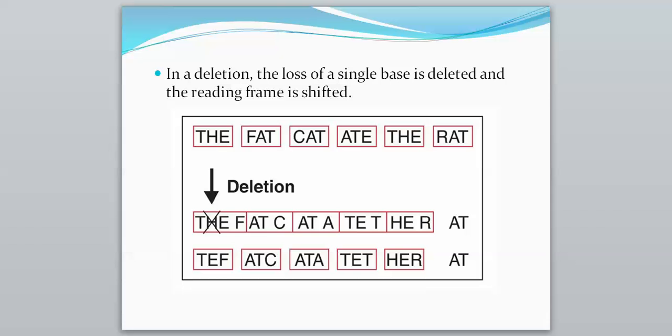In a deletion, the loss of a single base occurs and the reading frame is shifted. This one's an easier example to see because it actually gives us words. We have the fat cat ate the rat. Now we look at our deletion. Just the H gets taken out. And now look, when we try to read it, it makes no sense whatsoever.